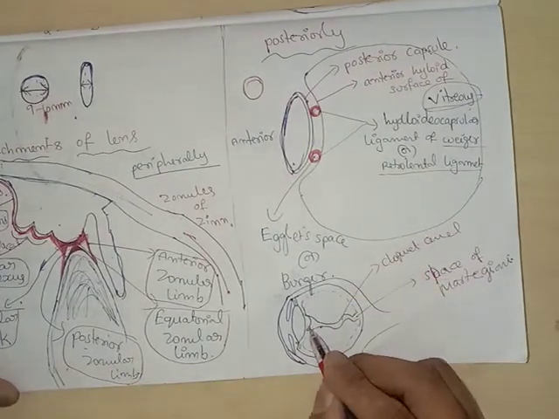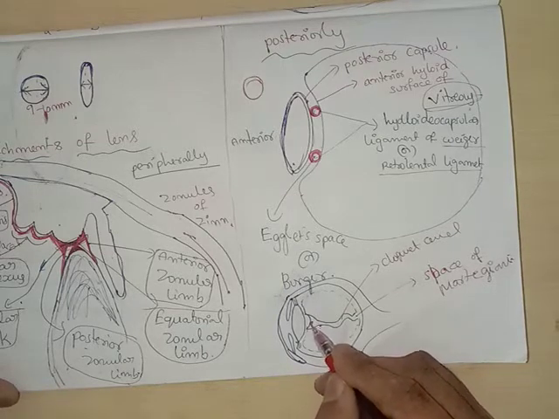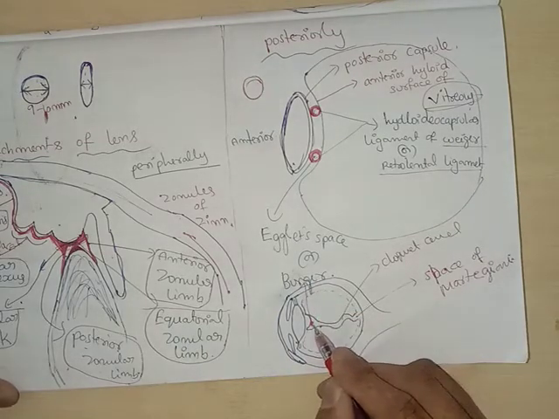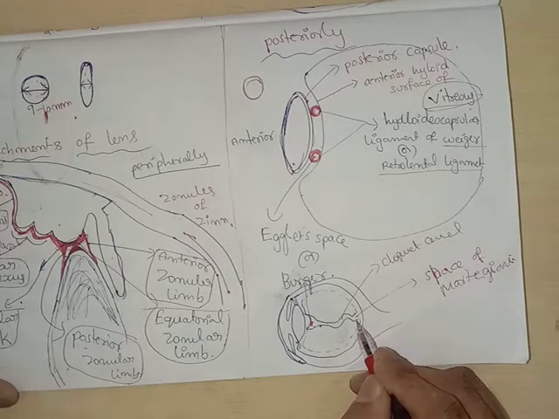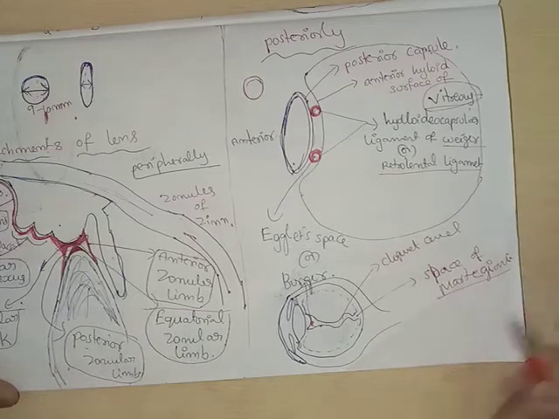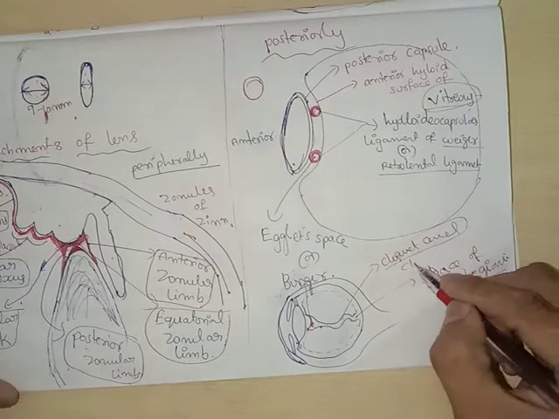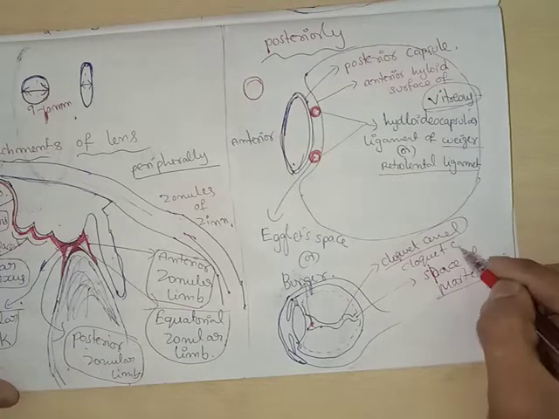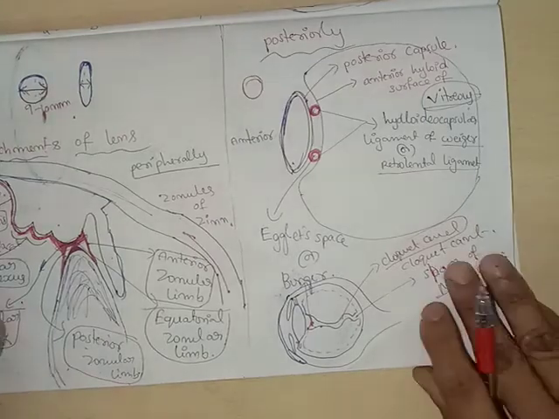Now how will it be presented? This is Berger's space, and within Berger's space there is the posterior part of the vitreous. There is the space of Martegiani. These both are connected by the canal of Cloquet. The canal of Cloquet connects both spaces. This is about the posterior attachments of the lens.